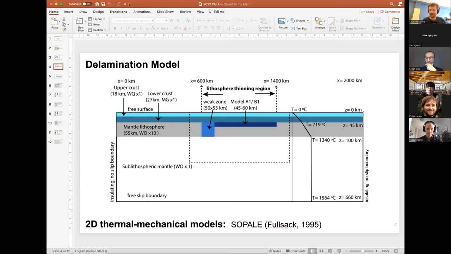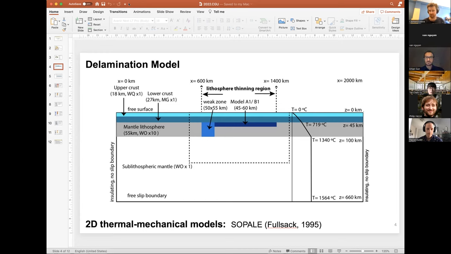Yeah. Hi, Taishi. That was a very good talk. I have just a question about this weak zone. What would it be, geologically speaking? Because I see that it goes into the mantle lithosphere up to about 100 kilometers depth. Do you have any idea what it is?